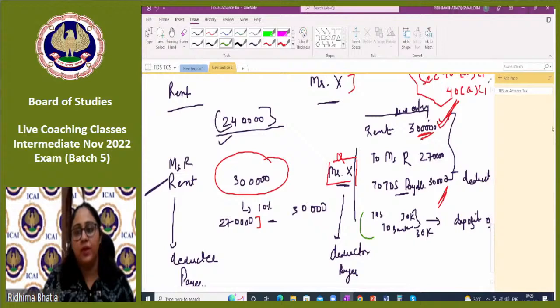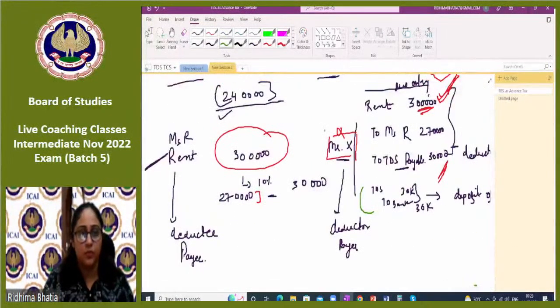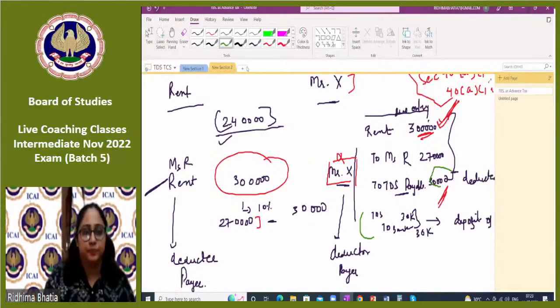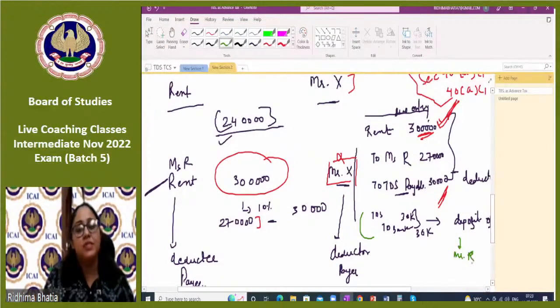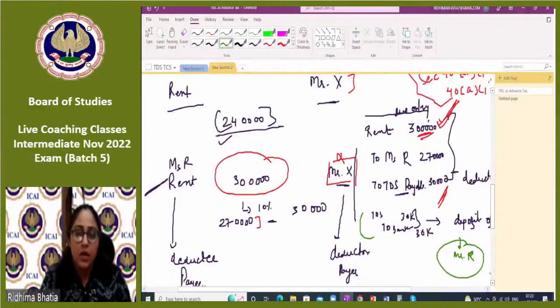Now what happened? Everyone please look at the screen. Now what would happen to this 30,000? This is with the department on your behalf, in Miss R's account. The department knows that this tax amount of 30,000 is deposited to me by Mr. X. I am the department. The department has received 30,000 for Miss R, by Mr. X, but it has come for Miss R.